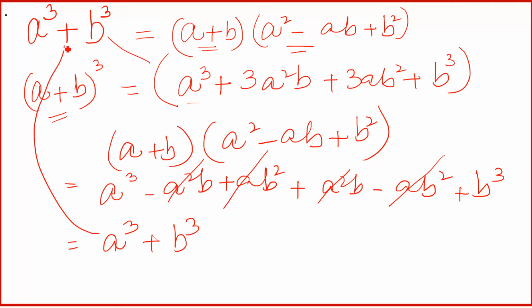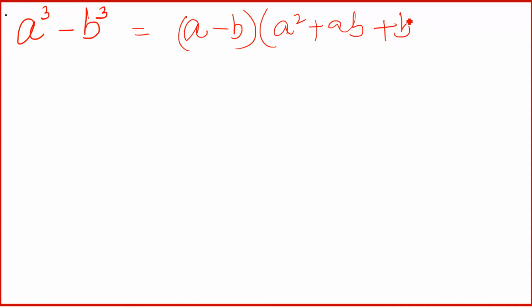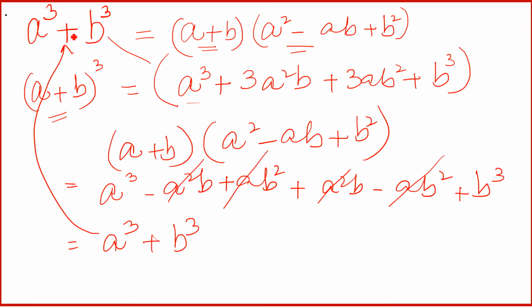So we have proved that (a plus b) into (a square minus ab plus b square) is equal to a cube plus b cube. This is the general formula. Instead of a, we can have any number or any variable, as you will see when we solve. Now a cube minus b cube is equal to (a minus b) times (a square plus ab plus b square). We expand it like this. Same formula, but with opposite signs.